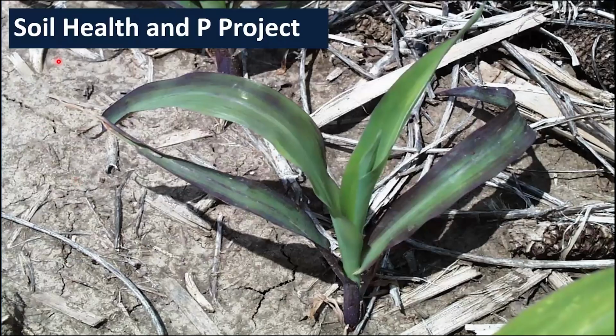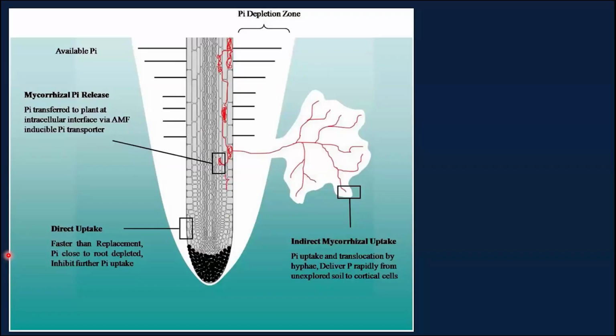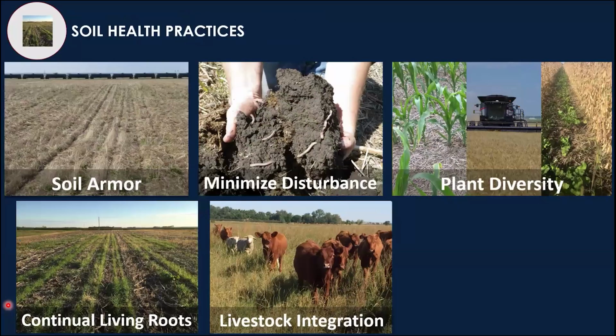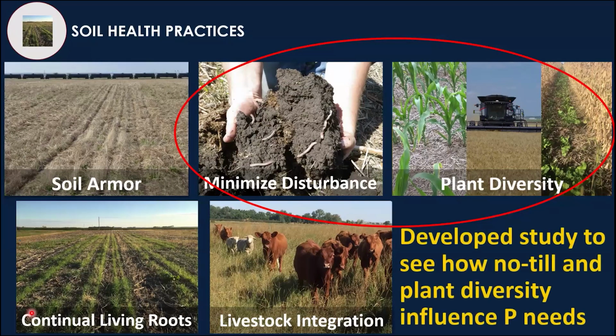So this is important. We're going to look at this with the Soil Health and Phosphorus project that we had in central South Dakota this last 10 or so years, where we focused on these two aspects: minimizing disturbance and increasing our plant diversity. So we developed that study to see how it influences our phosphorus needs.